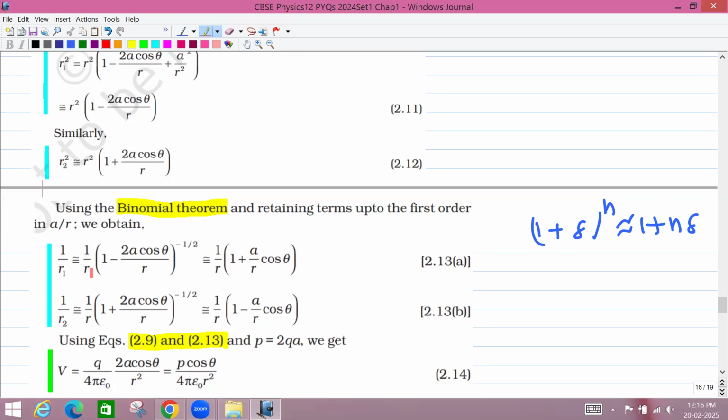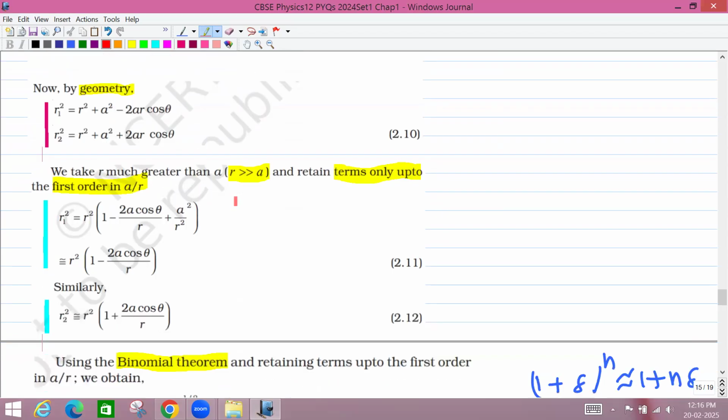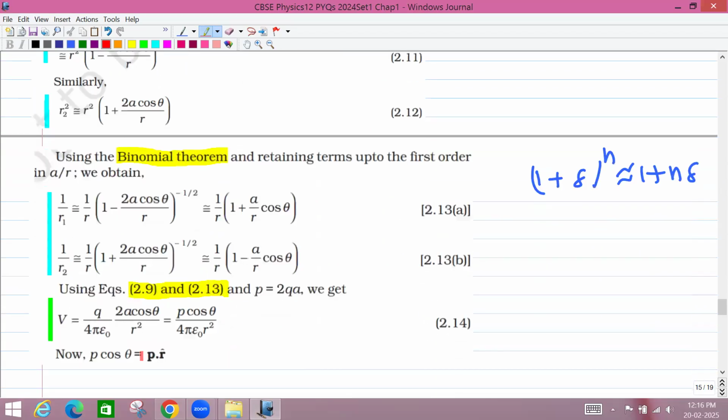So once I got 1 by r1 and 1 by r2, I can use them in this one. I will take Q outside. So it becomes Q by 4 pi epsilon naught into 1 by r1 minus 1 by r2. So I have to subtract these two. When I subtract these two, this will get cancelled and this will get added up. So it becomes 2a cos theta by r square. And Q and 2a can be combined as p, because p is the charge into the separation, which is 2a. It becomes p cos theta by 4 pi epsilon naught r square.